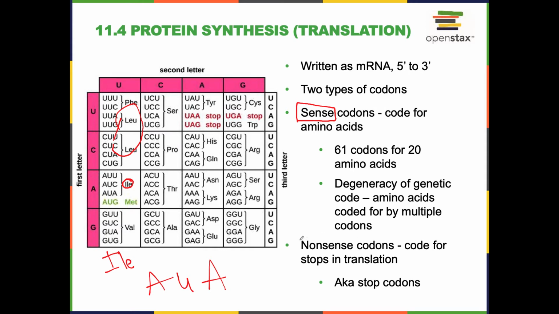The other 3 codons are what we call nonsense codons. Don't think of it as nonsense, as in like ridiculous. Think of them as not sense, nonsense. And these code for no amino acids. Basically, they code for stops. And sometimes we call these stop codons. Okay, so 61 codons coding for 20 amino acids, and then 3 stop codons. And when we get to the stop codon, guess what happens? Stops, right?